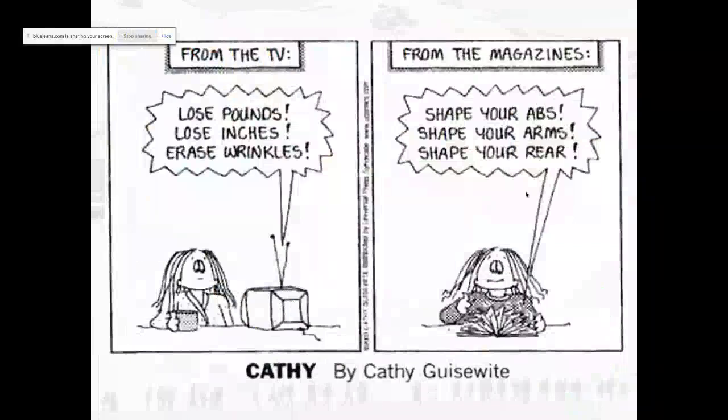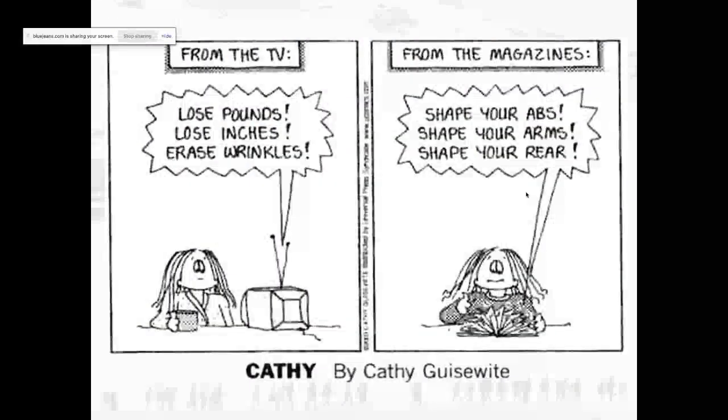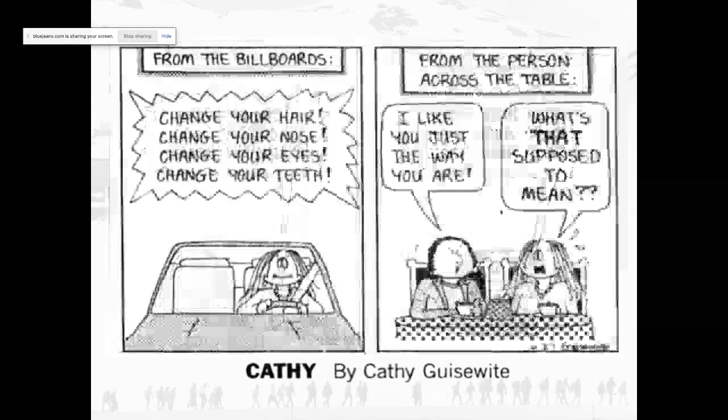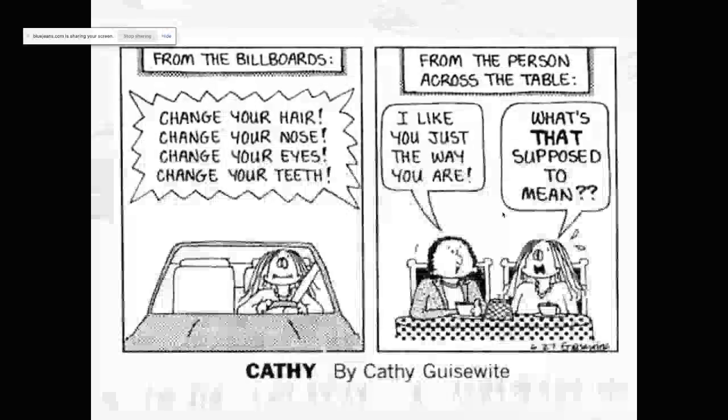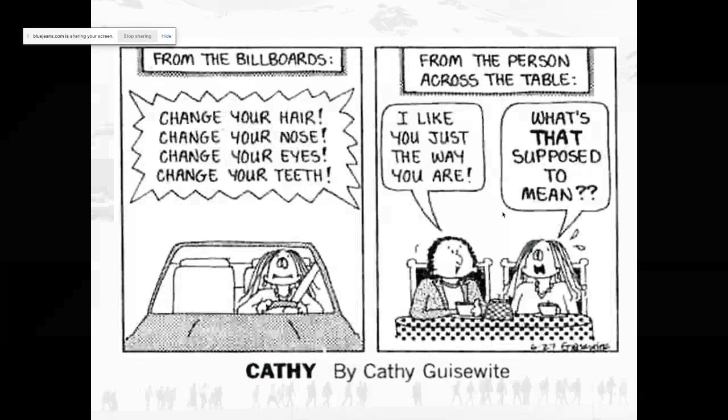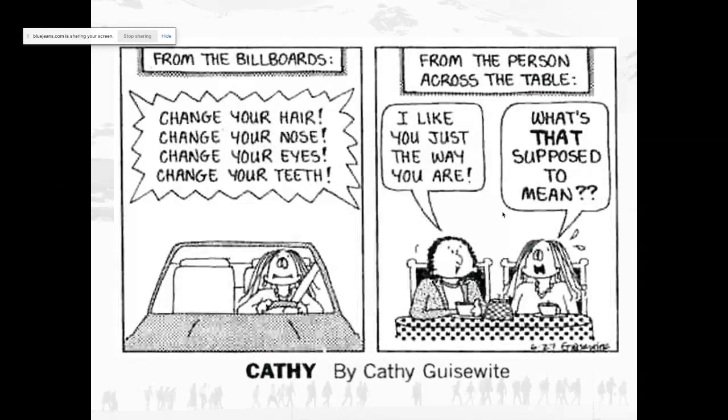From the TV, lose pounds, lose inches, erase wrinkles. From the magazines, shape your abs, shape your arms, shape your rear. From the billboards, change your hair, change your nose, change your eyes, change your teeth. And from the person across the table, I like you just the way you are. What's that supposed to mean?